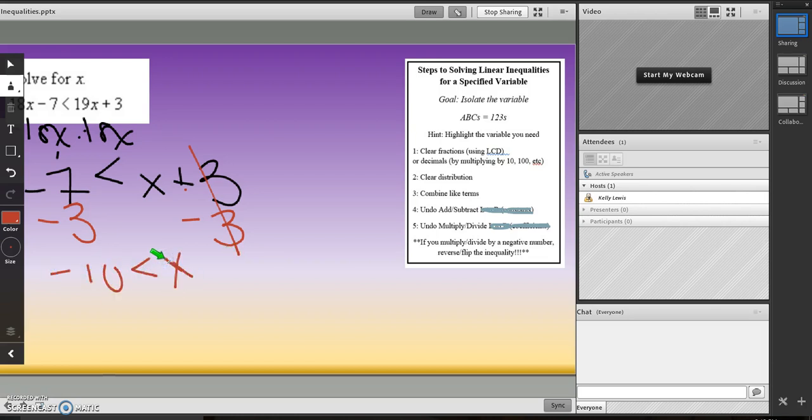Okay, but remember the rule is a letter has to be on the left, so you need to reverse this. The x needs to come over here, and the negative 10 needs to come over here. And when you do that, keep in mind that this little piece right here is at the negative 10. Okay, the little tiny piece, you need to keep that, so the sign is actually going to flip. So that's your answer if you wanted to do it a different way.